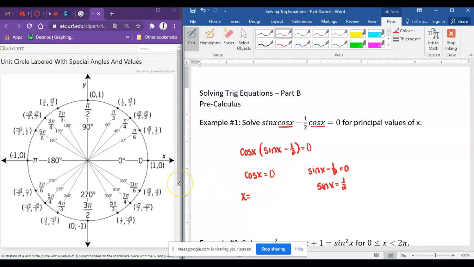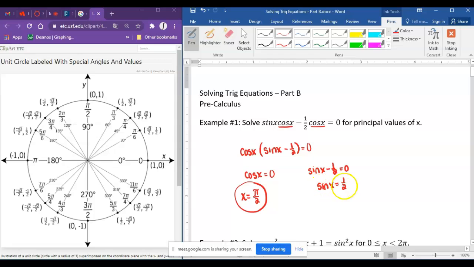at cosine equals 0, cosine is your x coordinate. Your x coordinate equals 0 right here, which is pi over 2. So we would say pi over 2 would be our answer for cosine of x equals 0. That is the only place from 0 to pi that occurs. You do have a cosine x equals 0 right here at 3 pi over 2, but that would not be a principal value.